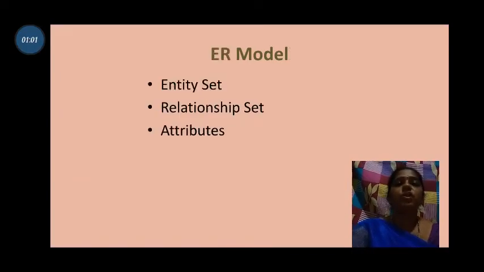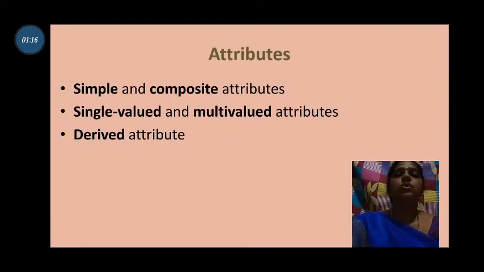And the next topic is the entity relationship model. The entity relationship model consists of entity set, relationship set and attributes. Let us see one by one. So attributes can be divided into simple and composite attributes, single valued and multi-valued attributes, and derived attributes.